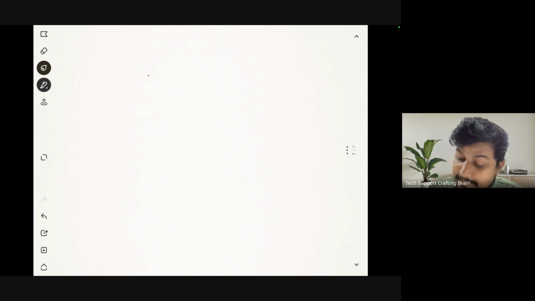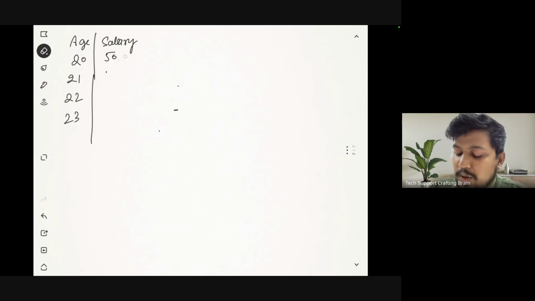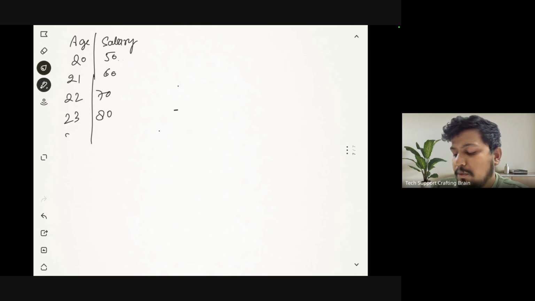What I did, guys, I have taken some age values and some salary values. Age is 20, 21, 22, 23. Salary is 50K, 60K, 70K, 80K. We have to predict what would be the salary of a 24-year-old person right now.